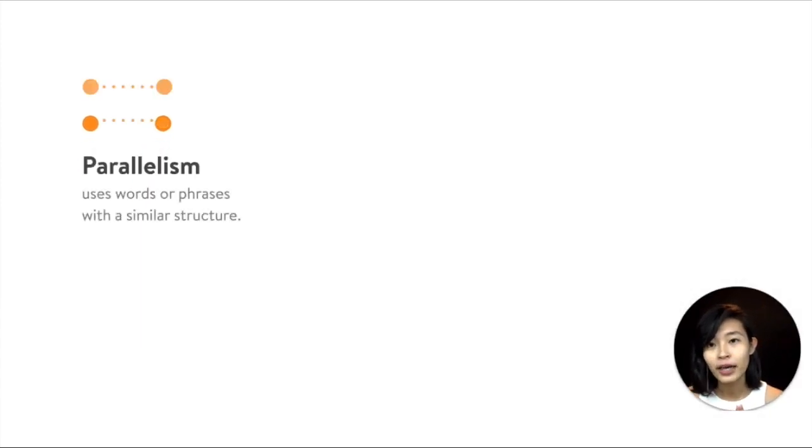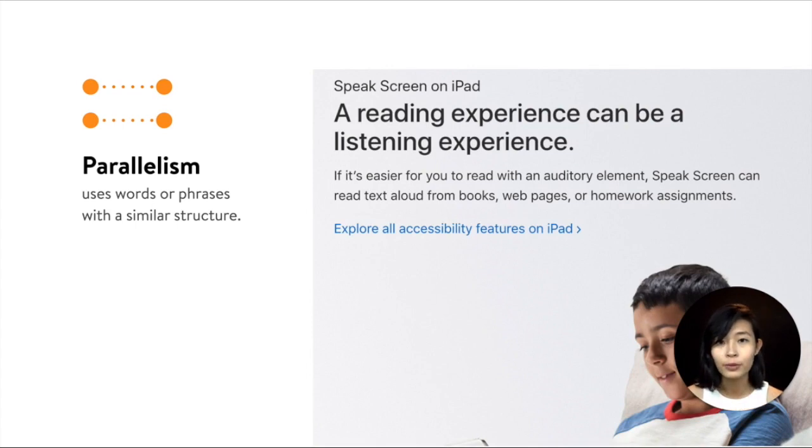The other device you can consider using is parallelism. It uses words or phrases with a very similar structure. This is an example. A reading experience can be a listening experience. So we have the structure of reading ends with an -ing, experience, and listening also ends with an -ing and experience. So it almost mirrors each other in terms of the style.